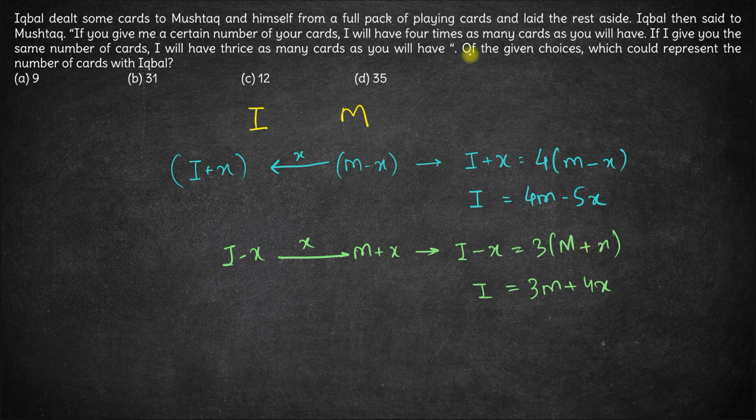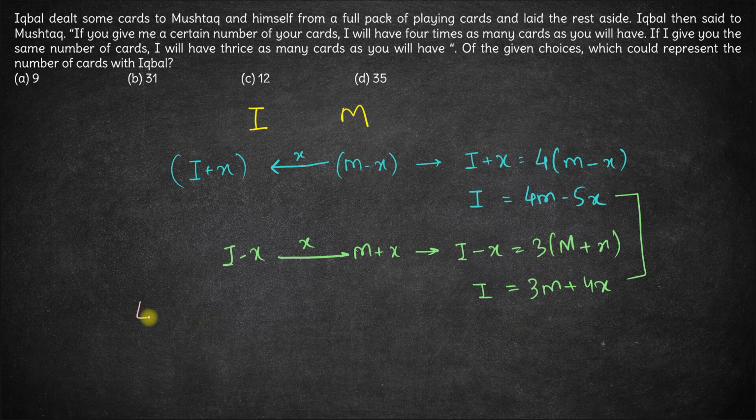Now the question is asking, of the given choices, which could represent the number of cards with Iqbal? What could be the number of cards that Iqbal has? So we have these two equations. Since both of these are the number of cards with Iqbal, let's equate them.